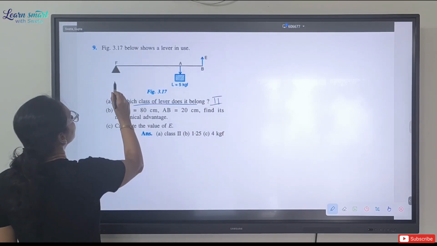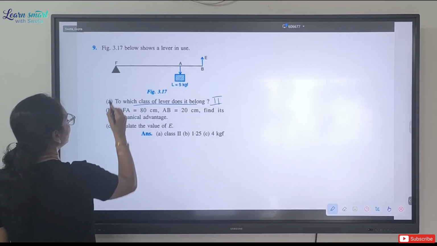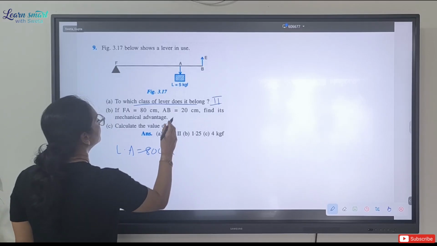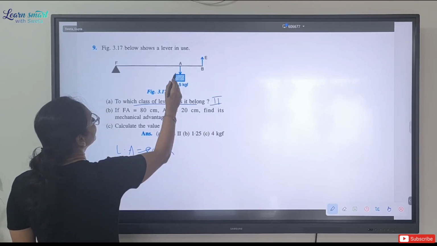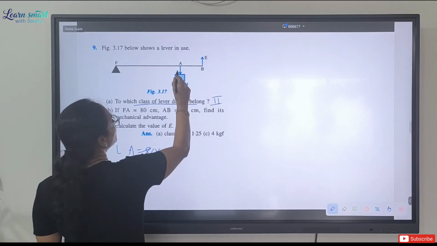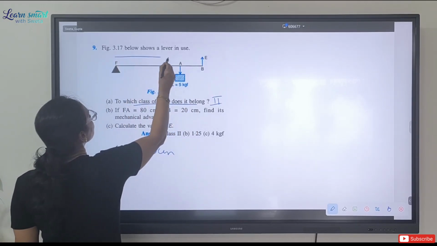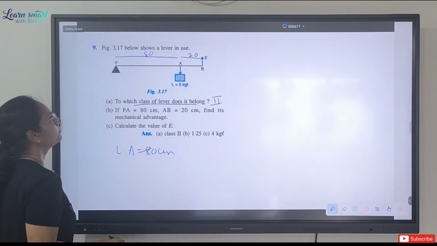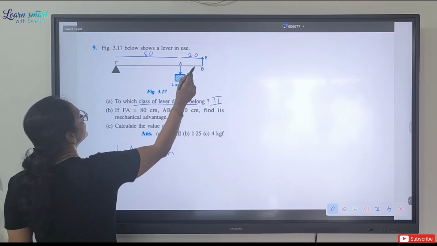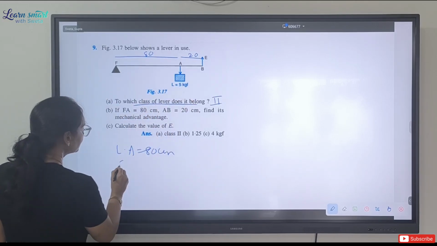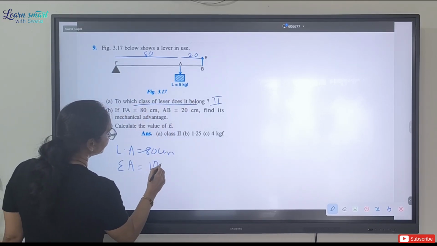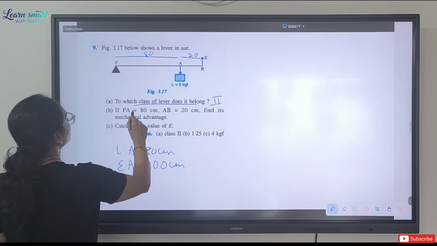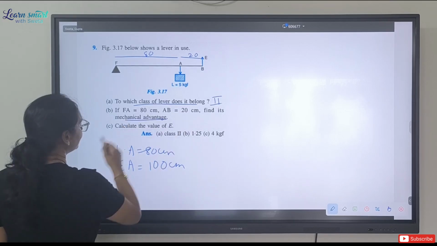FA is 80 centimeter. FA, distance between load and fulcrum, which means load arm is equal to 80 centimeter. And AB is 20 centimeter. So this is 80 and this is 20. Now, effort arm is distance between the effort and the fulcrum, which means effort arm is 100 centimeter. So effort arm is 100 centimeter and they are telling us to calculate the mechanical advantage.